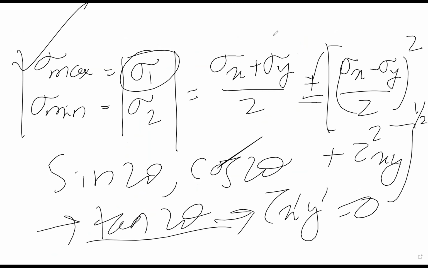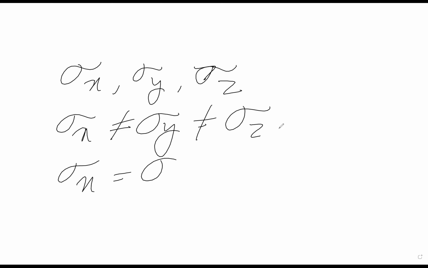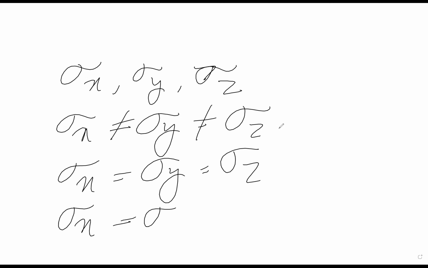So that means there are three stresses: sigma x, sigma y, and sigma z. The first condition, if none of them are equal. The second condition, if all are equal. The third condition, if any two of them are equal, and the reverse may be applicable, sigma y is equal to sigma z, not equal to sigma x. We are taking consideration of all these conditions also.